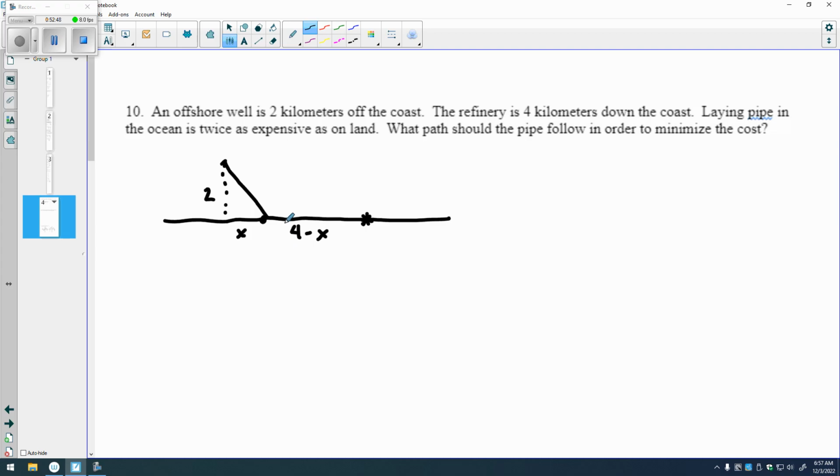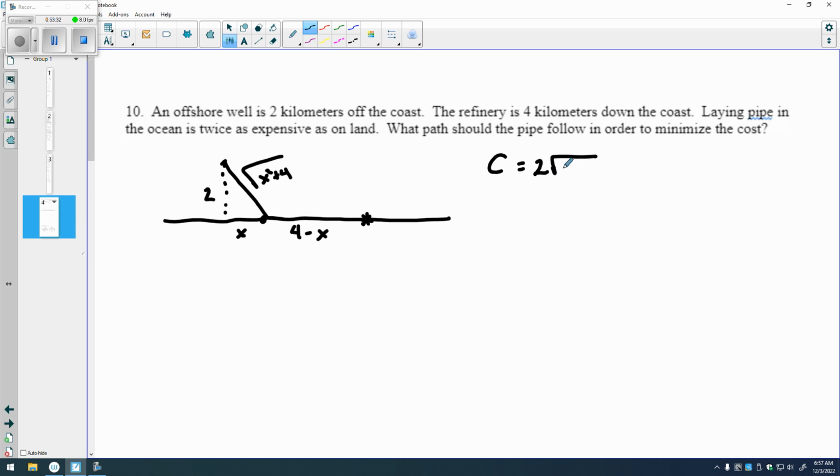Okay, distance of the pipe is from here to here and from here to here. A squared plus B squared equals C squared makes this square root of X squared plus 4. And this distance here is just 4 minus X. So cost, trying to minimize cost. Remember optimization problems. Write the equation of what you're trying to minimize or maximize. So cost, whatever cost is going to be, it's 2 times, and you could put some letter here like 2 times K for cost. It turns out it doesn't matter, because when we take the derivative, it's going to go away. So I'm just going to leave it out.